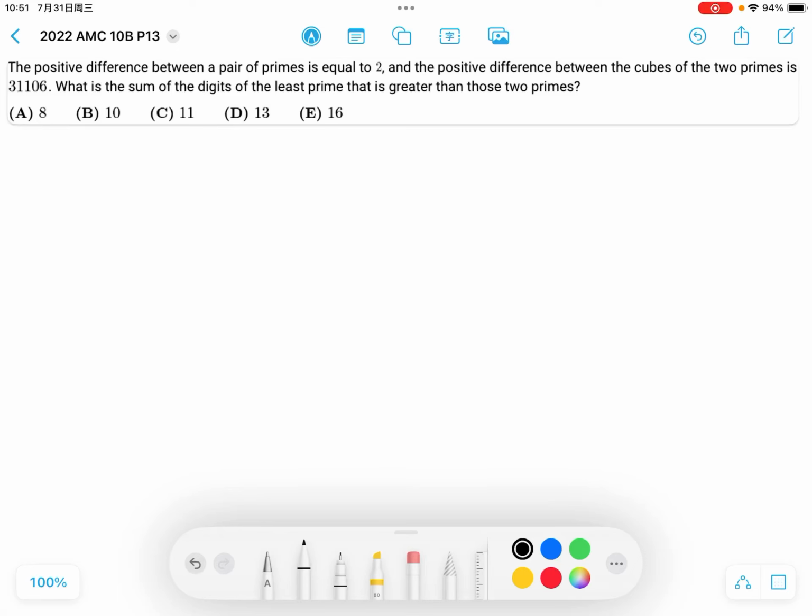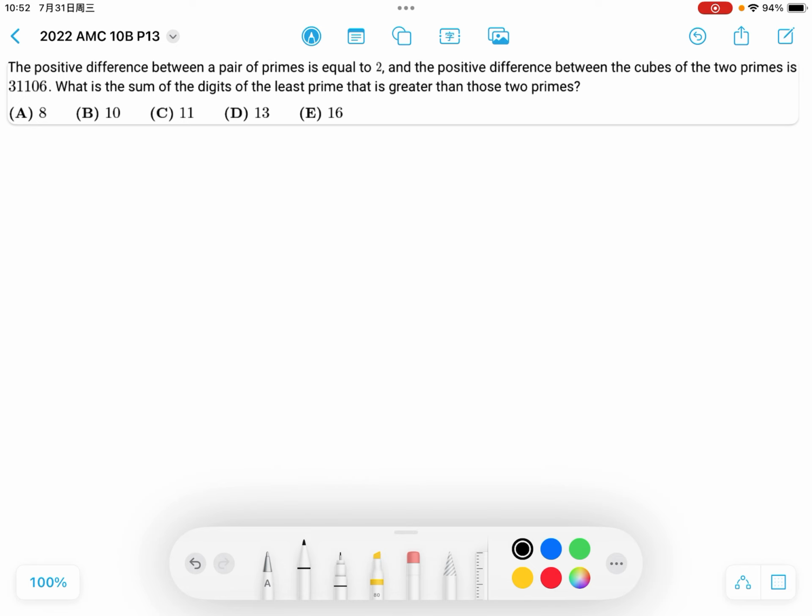Okay, so this is 2022 AMC 10B problem 13. The positive difference between a pair of primes is equal to 2, and the positive difference between the cubes of the two primes is 31,106. What is the sum of the digits of the least prime that is greater than those two primes? And there are A, B, C, D, E, 5 options.